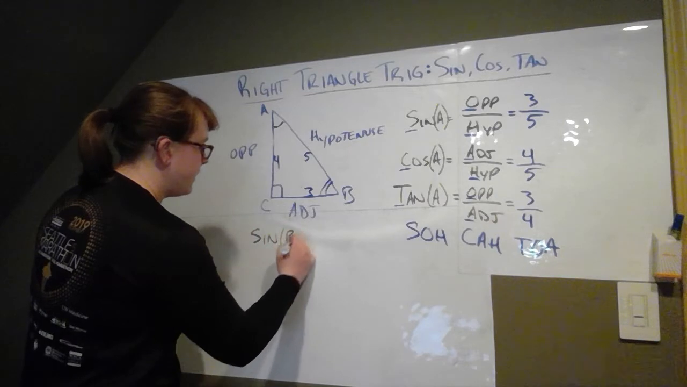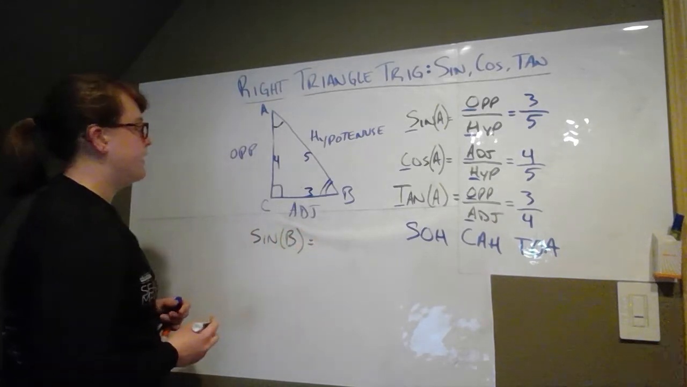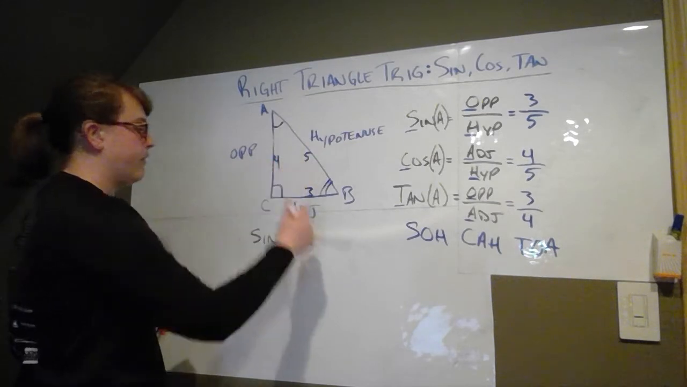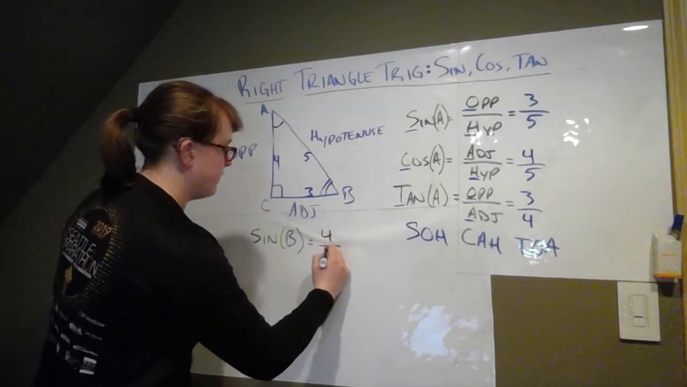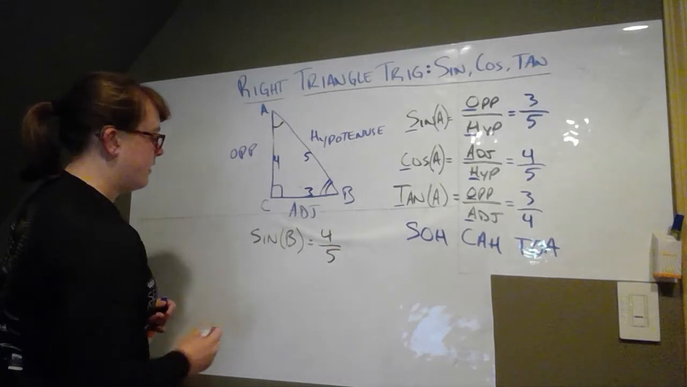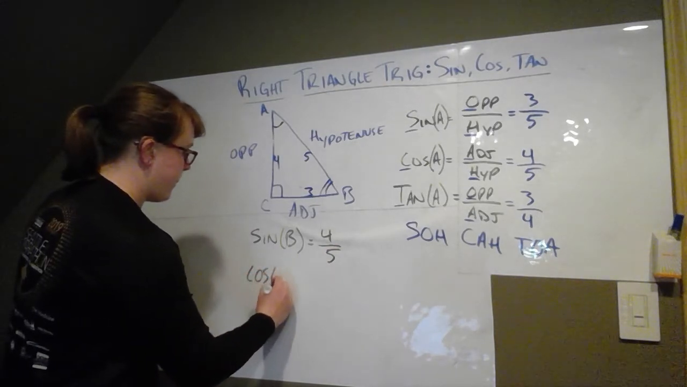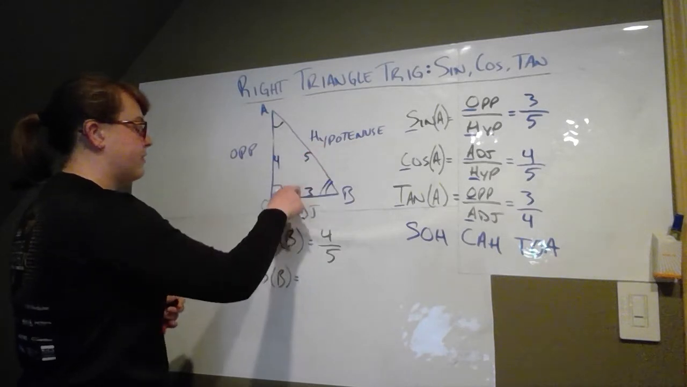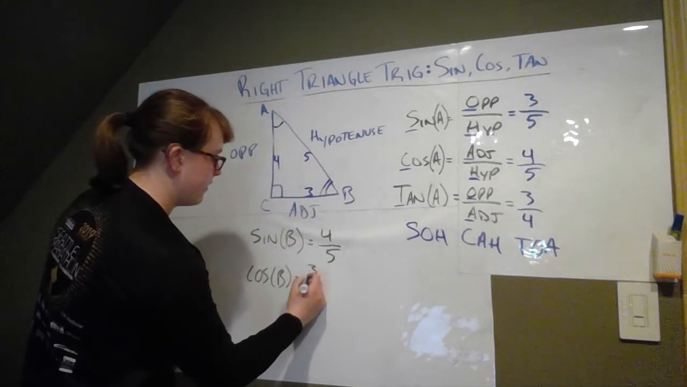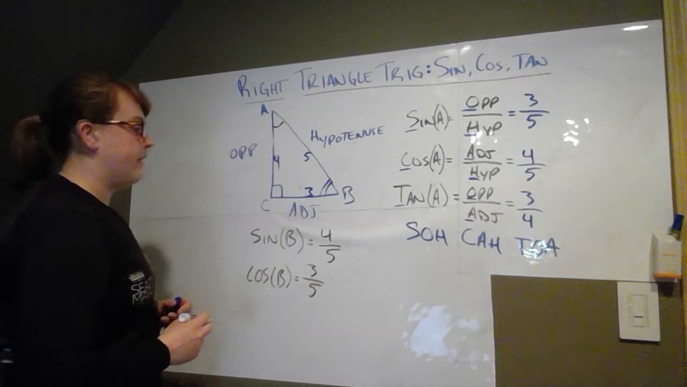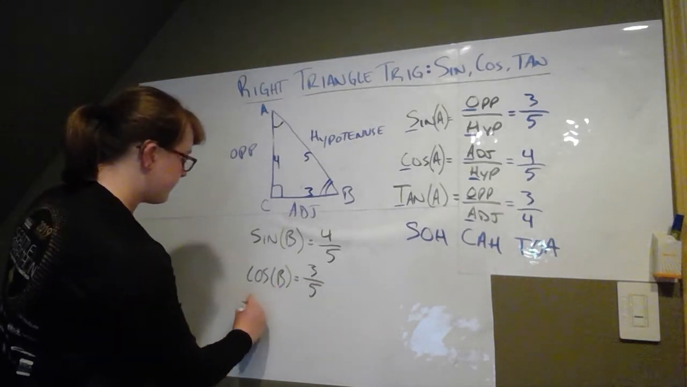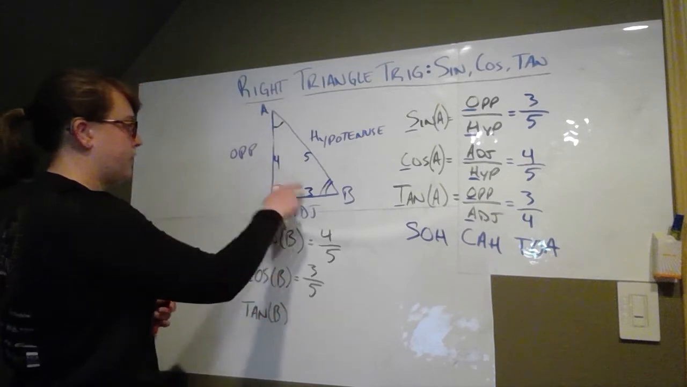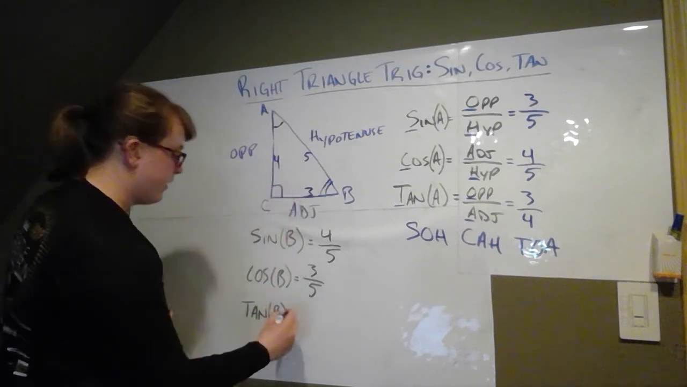So sine of B is actually going to be the opposite over hypotenuse here, so 4 over 5, since our opposite is different. Cosine of B is going to be adjacent over hypotenuse, so 3 over 5. And then tangent of B is going to be opposite over adjacent, so 4 over 3.